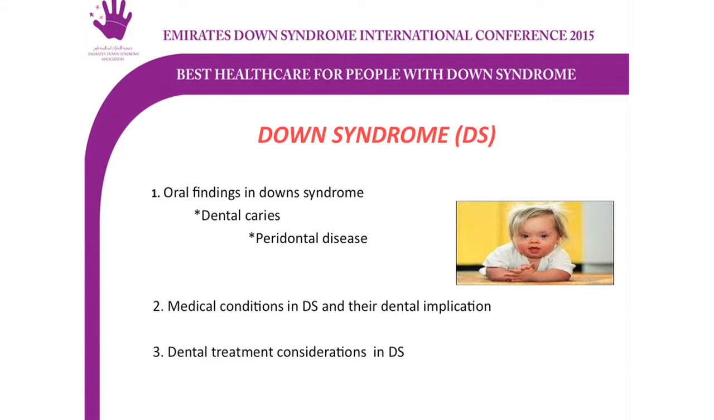In my lecture, I'm going to concentrate on 3 main areas or topics in dentistry. First of all, the oral finding that we can see in Down syndrome, medical conditions that have dental implication, and finally, how to treat and manage the Down syndrome child on the dental chair. In the oral finding, we're going to cover the dental caries, periodontal disease, and malocclusion. These are the main 3 important areas that we can discuss.